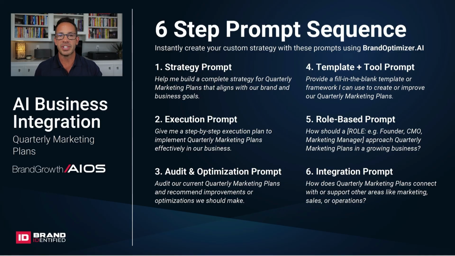Prompt number 4, this is your template and your tool prompt. Provide a fill-in-the-blank template or framework that I can use to create or improve upon our quarterly marketing plans. Prompt number 5, this is your role-based prompt, and that is how should, and then you will want to insert your role, your title, or a position within your organization. So for example, founder, CMO, or marketing manager approach quarterly marketing plans in a growing business. And then your 6th and your final prompt here in this 6-step AI prompt sequence is your integration prompt. And that is how does quarterly marketing plans connect with or support other areas of our business like marketing, sales, or operations.